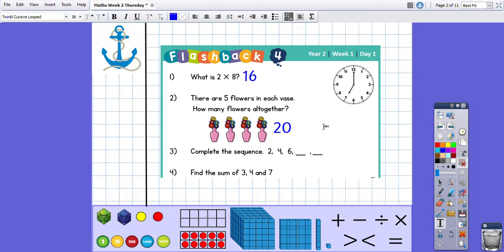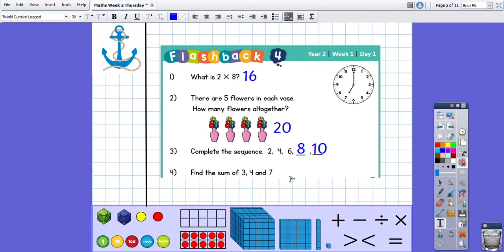For number 3, you need to complete the sequence. So it says 2, 4, 6, and then there are 2 missing numbers. So you need to work out what these are going up in. So it's 2, 4, 6, and it's our 2 times table. So it'll be 2, 4, 6, 8, and then 2, 4, 6, 8, 10. Well done if you've got that right.